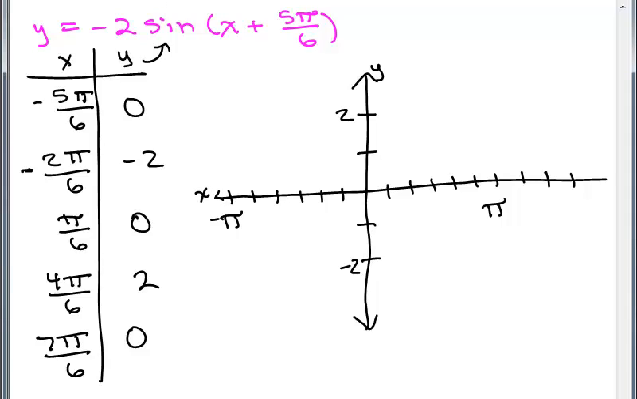Okay, so now let's graph these ordered pairs. We've got negative 5 pi over 6, 0, so we're going to count. 1, 2, 3, 4, 5. There's negative 5 pi over 6, 0. Next, we're going negative 2 pi over 6. Well, you could think of it as going 3 to the right, remember, I was adding 3 pi over 6, or you could just start again here and go negative 2 to the left. But what's the y value? Negative 2, down here. Then we've got pi over 6, 0. So now we're at the positive side. 1 pi over 6 is right here. And we've got 4 pi over 6, 2. So we count 1, 2, 3, 4, up 2. And 7 pi over 6, so we count 6 pi, 7 pi over 6, 0.